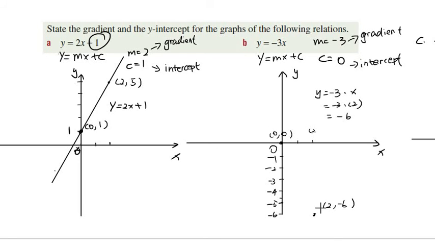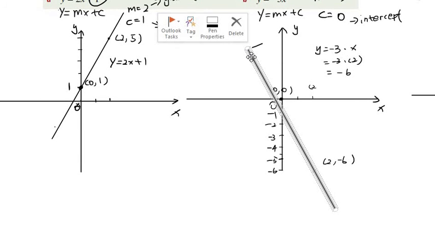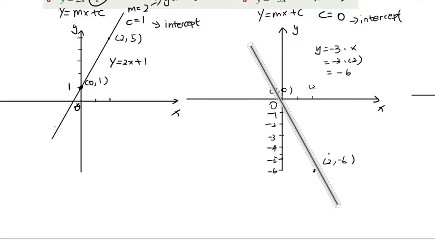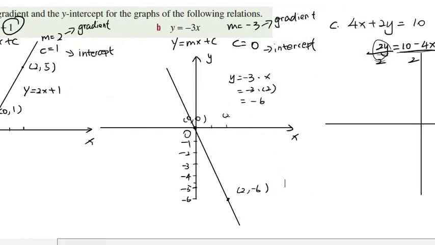Now what I do is I will fit a line through both points. Okay, so let me compare these two lines. Our gradients are different and our intercept points are different. From the first question, our gradient is a positive number, so from left to right, the line is traveling upwards. When we move on to the second equation, because our gradient is a negative number, from left to right our graph is traveling downward.